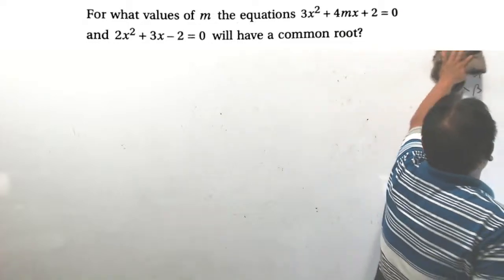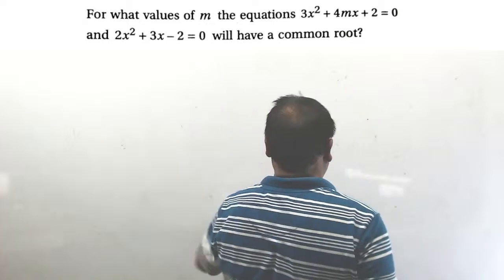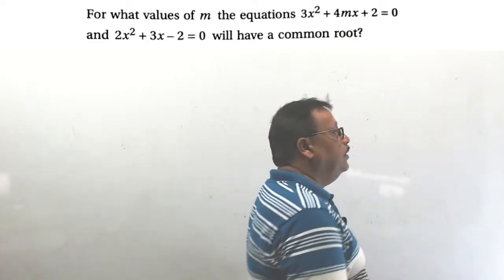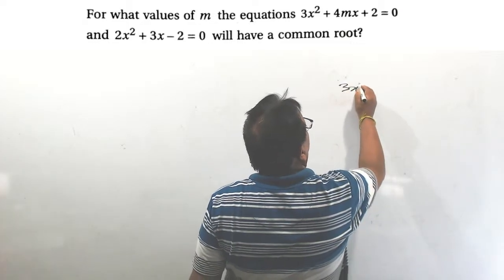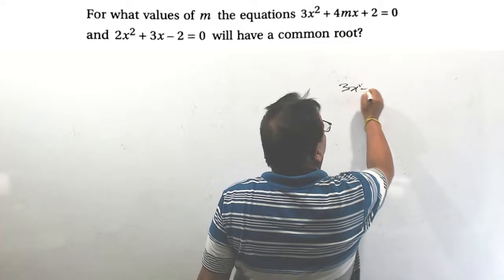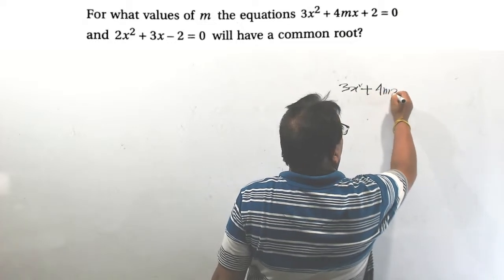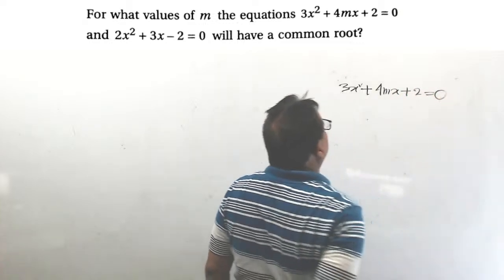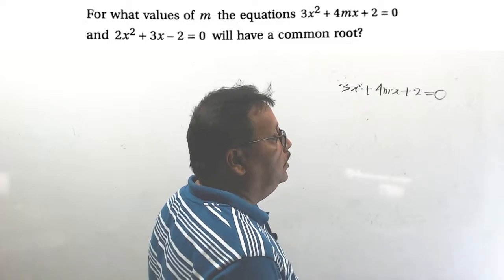First you write the two equations. That means 3x square plus 4mx plus 2 equals to 0. Okay. 3x square plus 4mx plus 2 equals to 0.